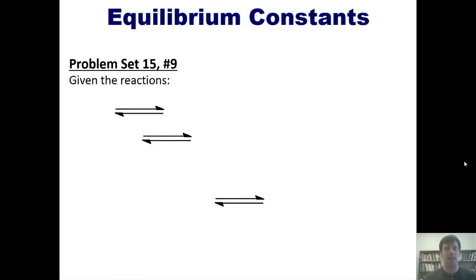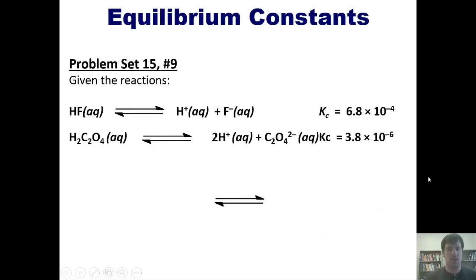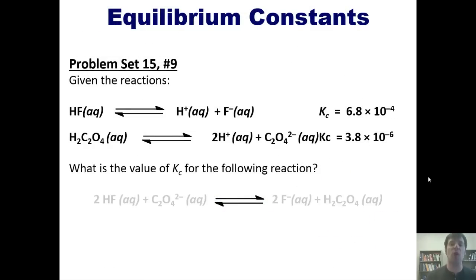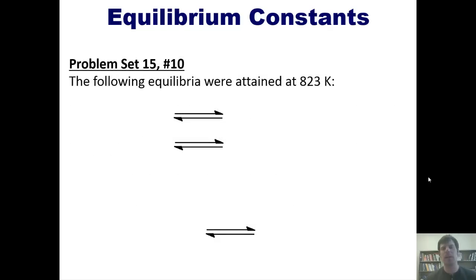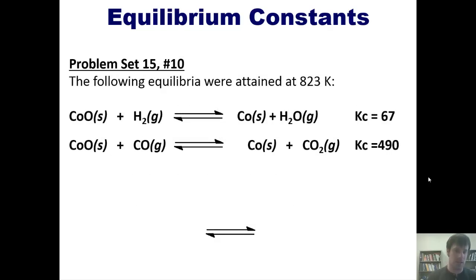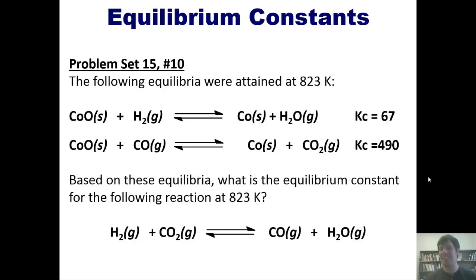Let's take a look at an example. Given these reactions, what is the value of Kc for the following reaction? I'm not going to do this for you, but you're welcome to pause the video and attempt it on your own. Then, if you wish, you can click the link here to a separate video in which I work it out on the whiteboard. And now to this question. The following equilibria were obtained at 823 Kelvin. Based on these equilibria, what's the equilibrium constant for the following reaction at 823 Kelvin? Similarly, I won't work this out here. You're welcome to pause the video and attempt it on your own first, and then if you wish, you can click the link here to a separate video in which I'll work it out on the board.